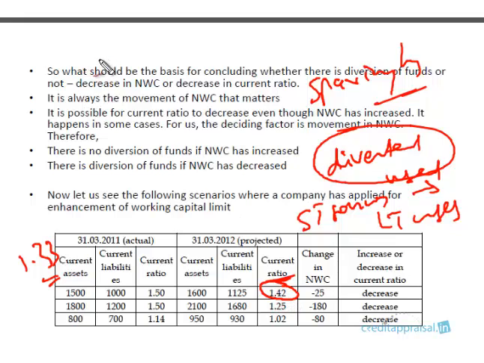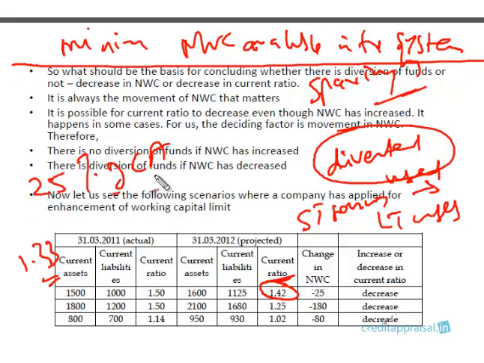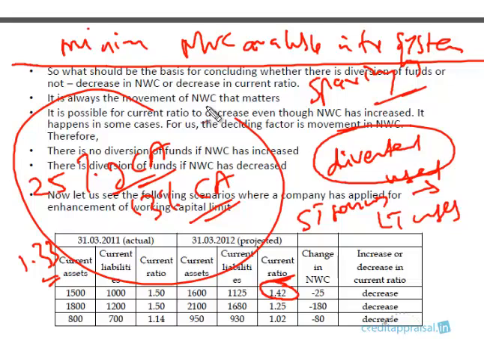Alternatively, if you calculate the minimum NWC, right? Current ratio is healthy. What do you mean by current ratio is greater than 1.33? It means that there is minimum NWC available in the system. We know how to calculate the minimum NWC, right? Earlier we saw 25% of current assets, something. For small companies, maybe 13% of current assets, whatever it is. That minimum NWC which the bank has stipulated is available in the system. So you cannot blame the company, right?